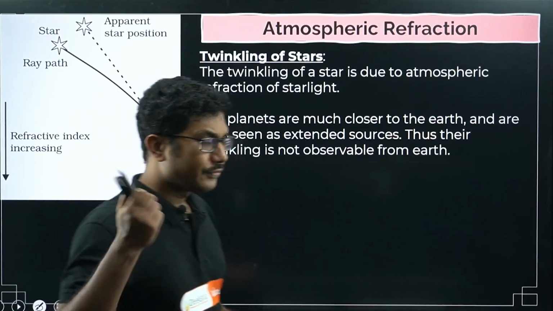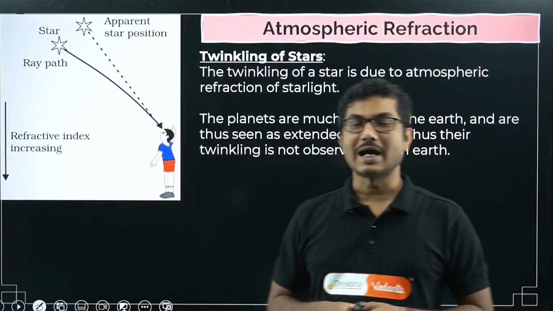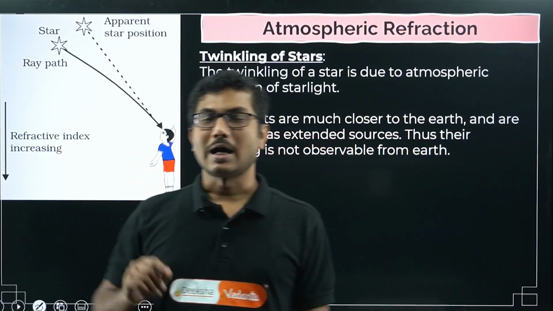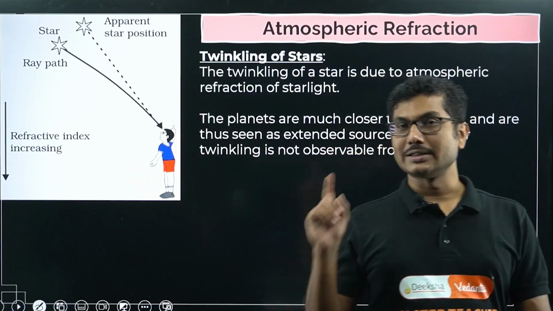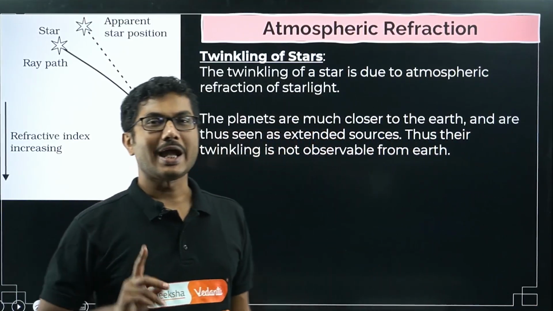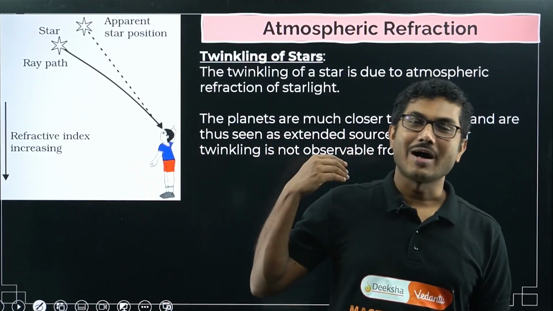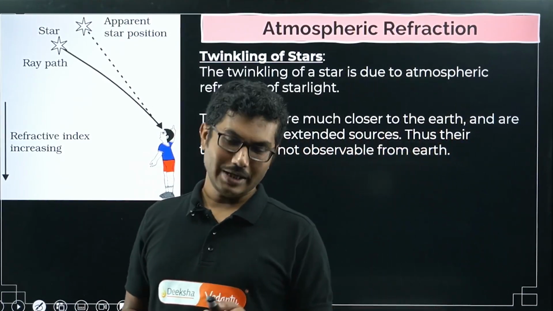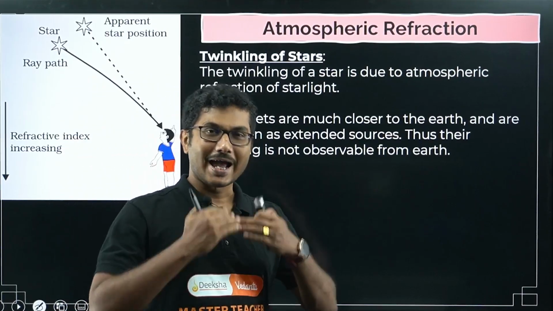and you do not see any twinkling of the planets. Okay, so if in the night sky you see two stars appearing, one of the stars is twinkling, another star is not twinkling, that means the star which is not twinkling is probably not a star, that is a planet close to earth. And the star which is twinkling is a star far away from us. So that's how you can distinguish between stars and planets.